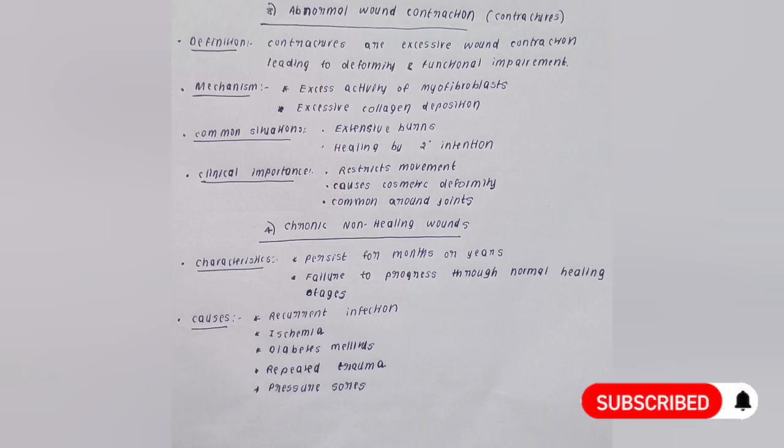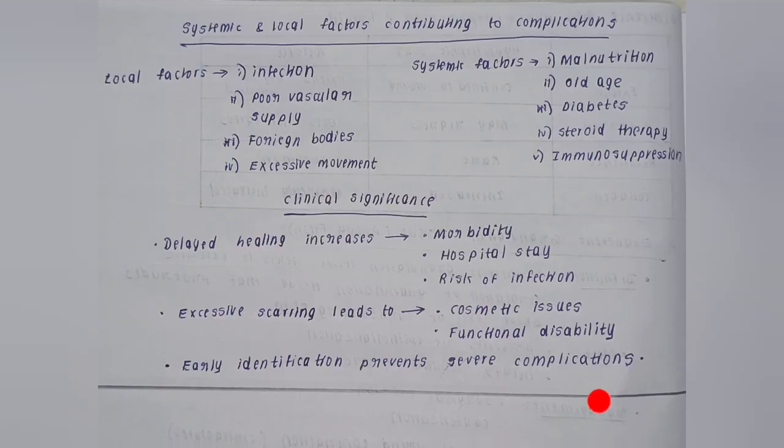The fourth type is chronic non-healing wounds. The characteristic is that they persist for months or years. Anything chronic, it obviously persists for months or years, with failure to progress through the normal healing stages. The causes are recurrent infection. It's like you're progressing, and again infection repeats, so again you step back. That's what happens here. Recurrent infection. One more is ischemia, diabetes mellitus, repeated trauma, pressure sores. All these will result in chronic non-healing wounds.